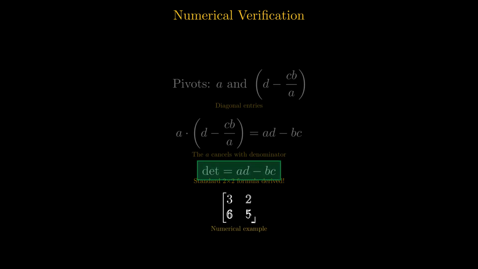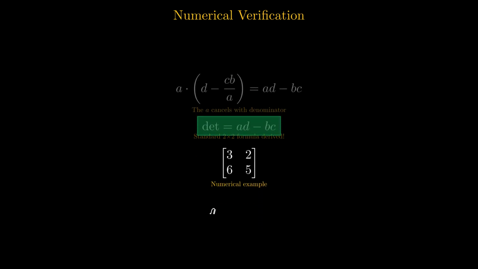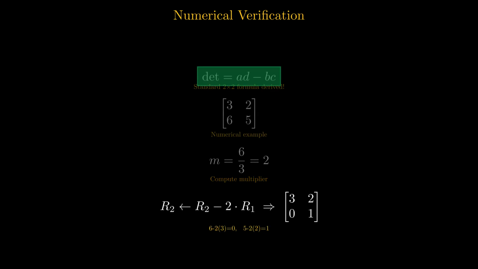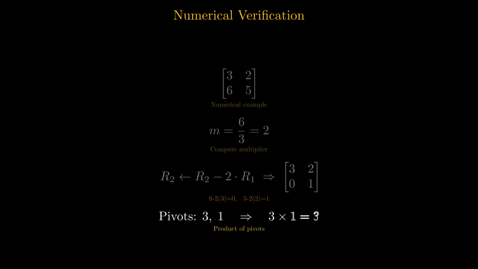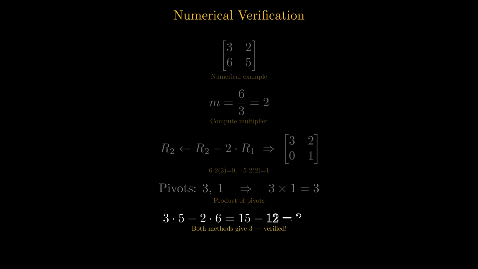Take the matrix 3, 2, 6, 5. The multiplier is 6 over 3, which equals 2. Subtract 2 times row 1 from row 2. Row 2 becomes 0, 1. The pivots are 3 and 1. Their product is 3 times 1, which equals 3. As a separate check using the direct formula, 3 times 5 minus 2 times 6 equals 15 minus 12, which equals 3. It matches perfectly.